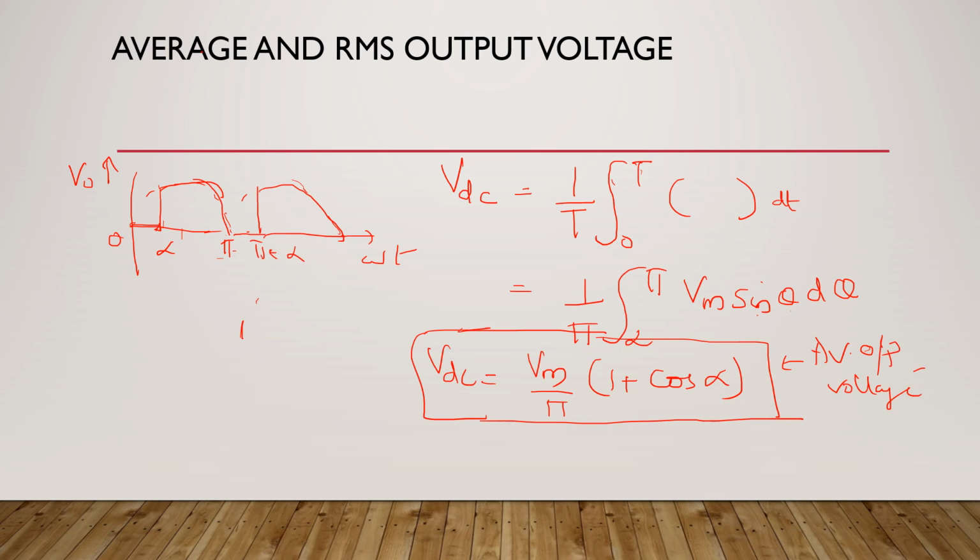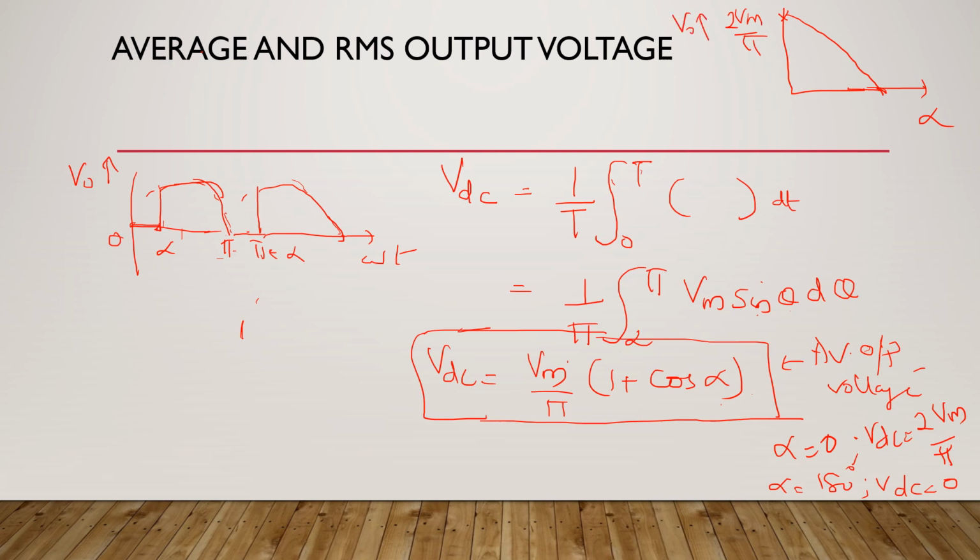So what can you understand from this? When alpha is equal to 0, your output voltage VDC is equal to 2 Vm by pi. When alpha is 90 degrees, it is Vm by pi, and when alpha is 180 degrees, VDC becomes equal to 0. So this is how your output voltage varies. It is maximum at alpha equal to 0, and at alpha equal to 180 degrees it becomes 0. So this is 2 Vm by pi, and this is 0. This is your variation of output voltage.